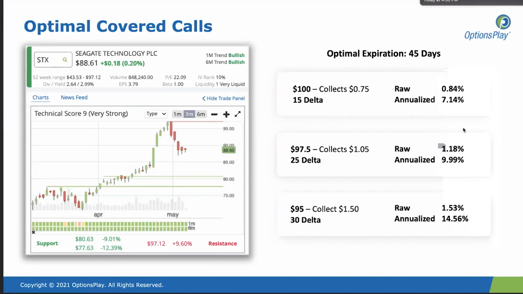So I ask the question here to the audience: if you had to choose a covered call for your portfolio, which one would you choose? Type it into the chat window: the 95, the 97.5, or the 100.